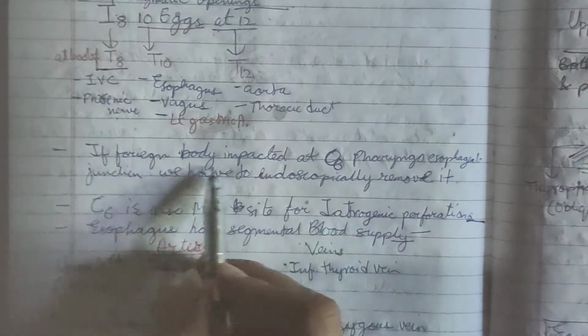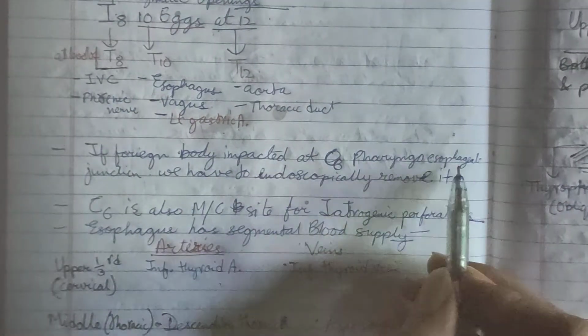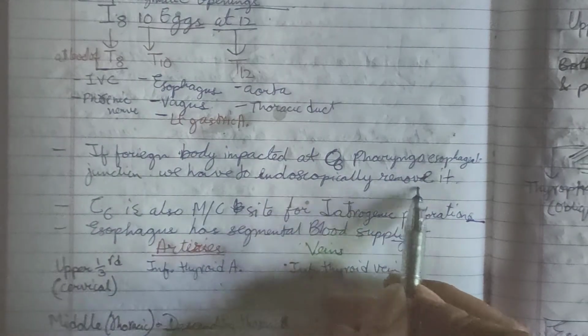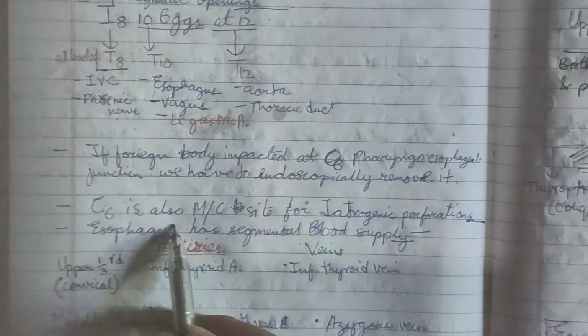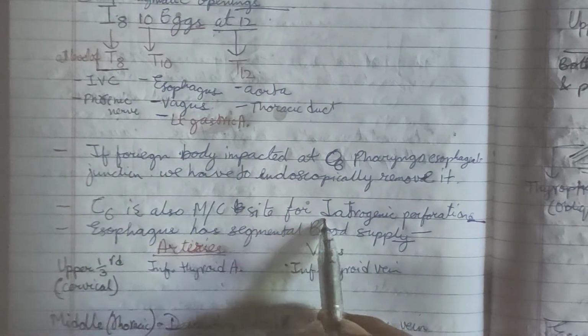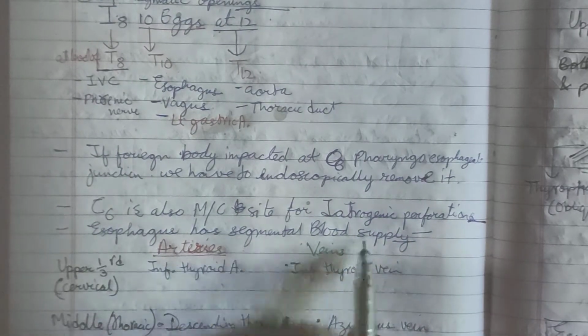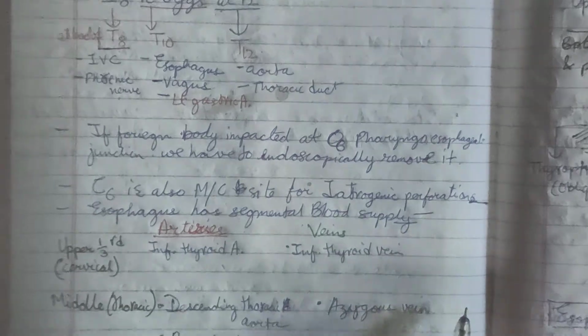If a foreign body is impacted at the pharyngoesophageal junction, we have to remove it endoscopically because it is the narrowest portion of the GIT. C6 is also the most common site for iatrogenic perforation. The esophagus has a segmental blood supply. Let's see its blood supply.